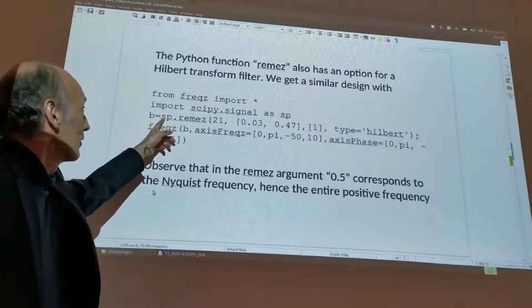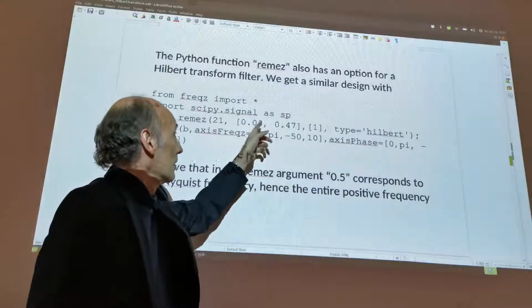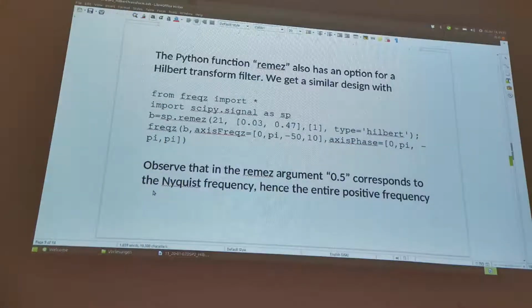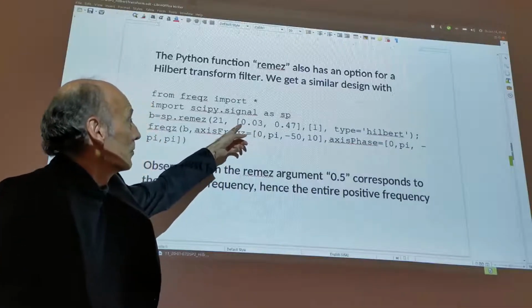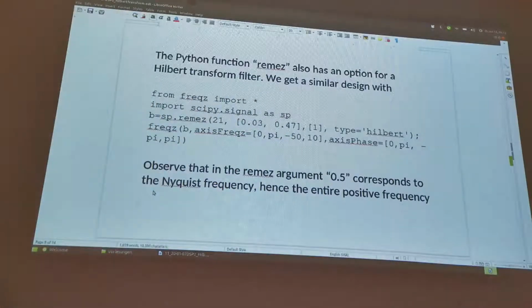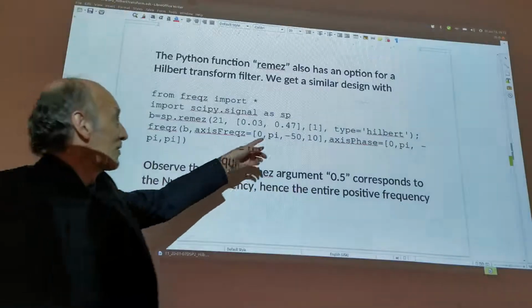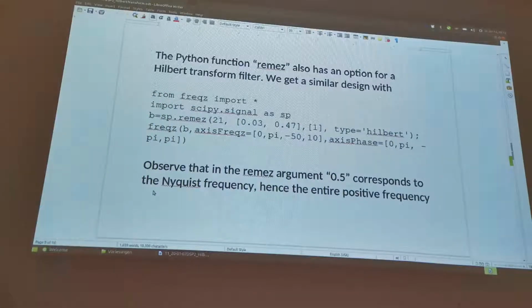So here SP is scipy.signal. This is the order of the filter. Here you have the pass band, or in this case the band where we want to have a valid Hilbert transform, because we saw we cannot really go right to frequency 0 or right to frequency pi, because we need a transition band. So here we have some distance to 0 and some distance to Nyquist. Remember, 0.5 for remez was Nyquist. So this is the transition band, this gap to 0.5 and this gap to 0. Actually we only have a very tiny transition band here.